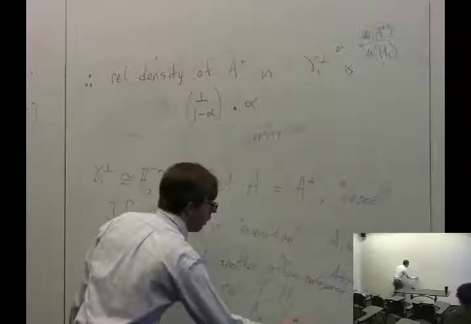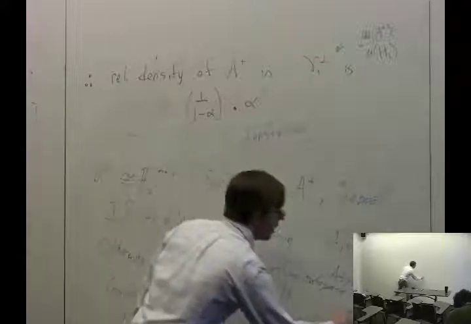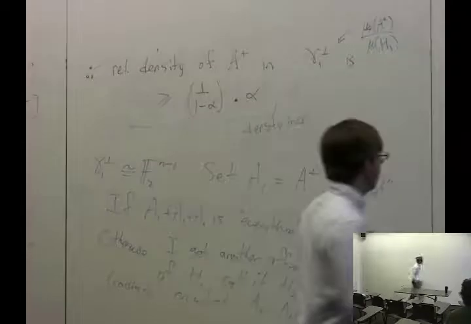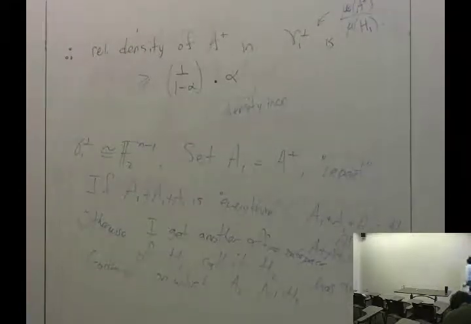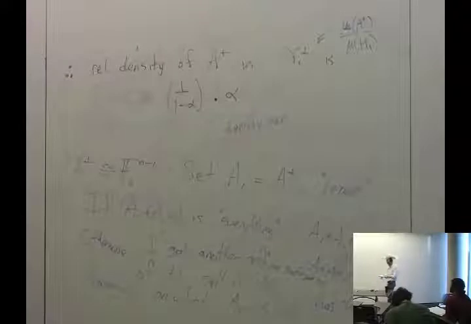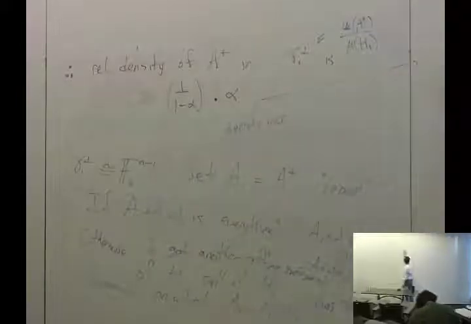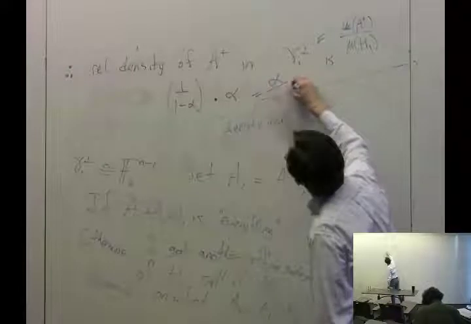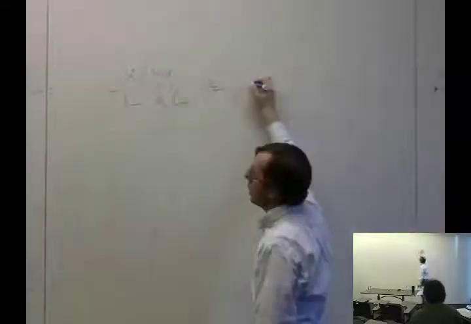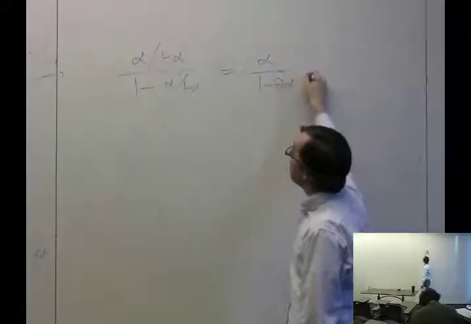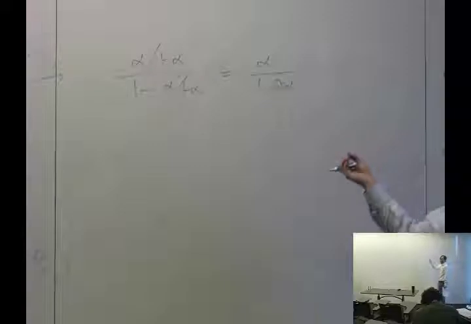The restriction A2 of A to H2 has density at least, well, it'll be the exact same formula with the improved density in place of the original density. So it'll be this formula, but plugged into itself. So I'll get alpha over 1 minus alpha over 1 minus alpha over 1 minus alpha, which if you compute is alpha over 1 minus 2 alpha. So it's like an even bigger subset.